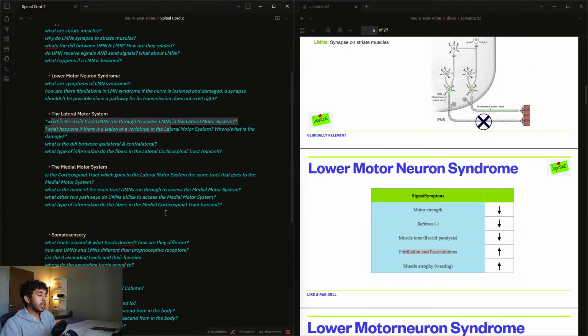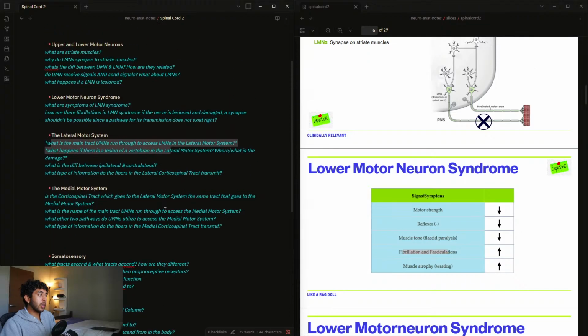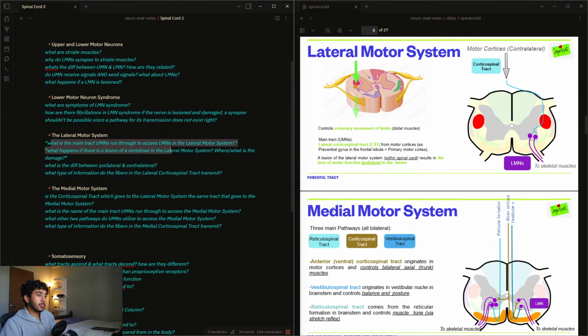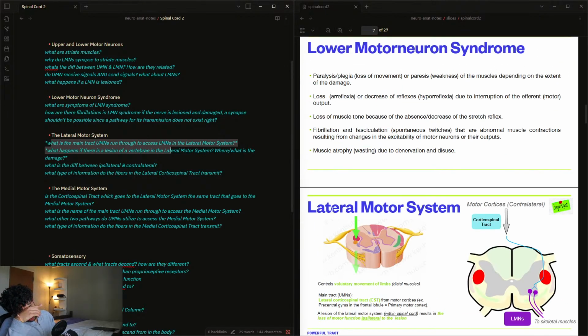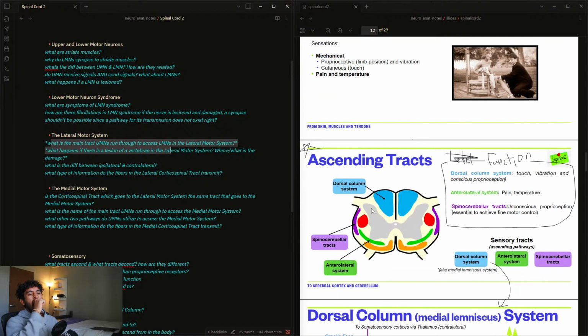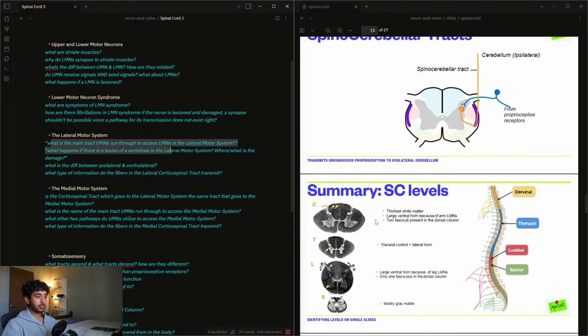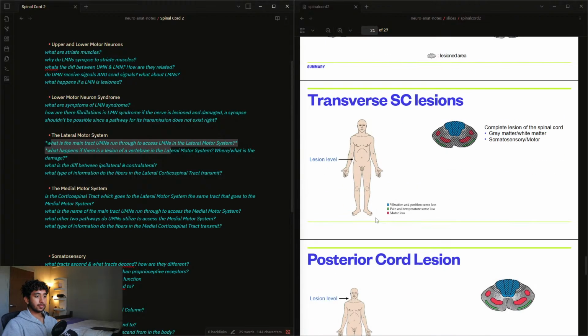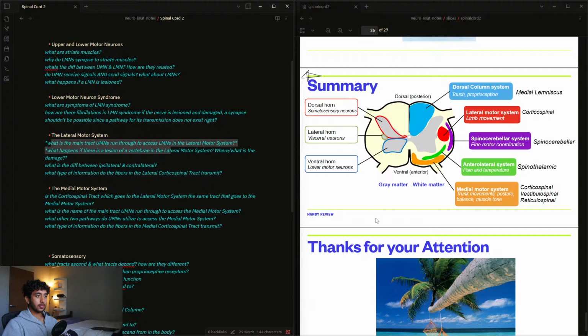What is the main tract upper motor neurons run through to access lower motor neurons in the lateral motor system? Okay, so this is the part where it's kind of tricky. Let's look at these before we get into that. Okay, so we're talking about the motor system. So this is a corticospinal tract. The medial motor system not only goes through the corticospinal tract, but also the vestibulospinal and reticulospinal.